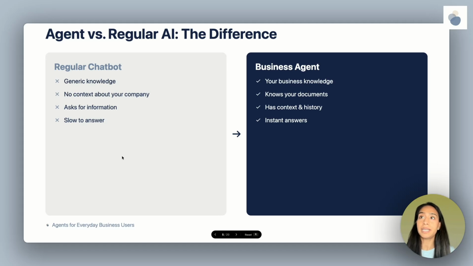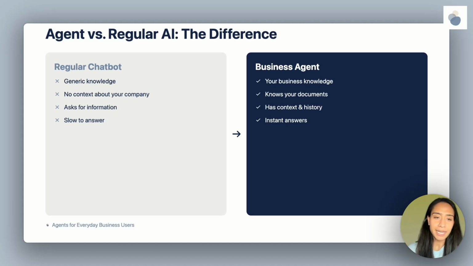So here you can see a regular chatbot would have generic knowledge, no context about your company, asks for information, and it's a little slower to answer. Whereas a business agent has access to your business knowledge, has context, and generally it has a set of guardrails which it performs within. So here's what sets agents apart from regular AI. Agents can do more than just answer questions. They can automate routine tasks, they can respond on your behalf, they can complete multi-step assignments, and they can even make recommendations.